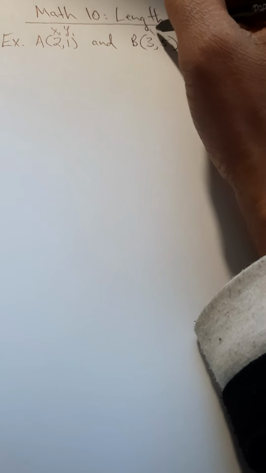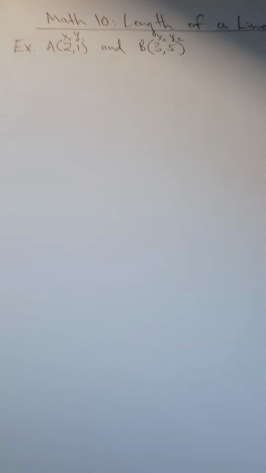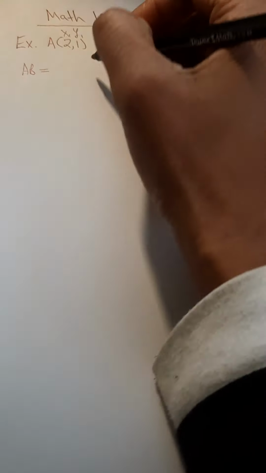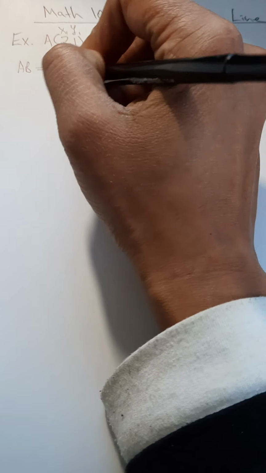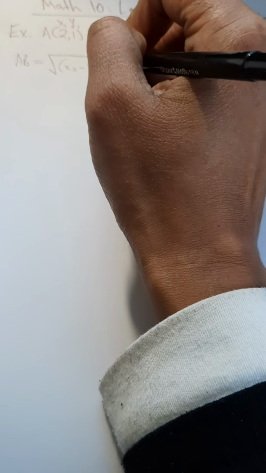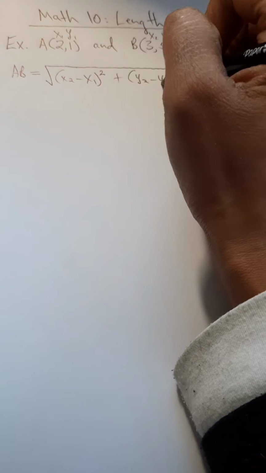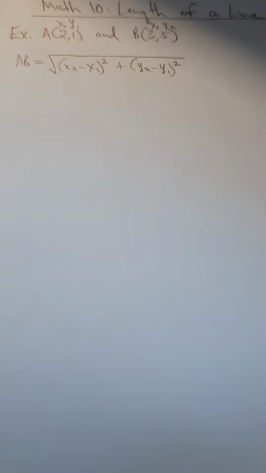Okay, so what I always do first is just label the points. So the first point is x1, y1, and the second point is x2, y2. Okay, so I'm going to put down the length of the line segment. Because we're using points A and B, you could just write AB equals. Okay, and here's the formula. It's going to be the square root of x2 minus x1 squared, plus y2 minus y1 squared.